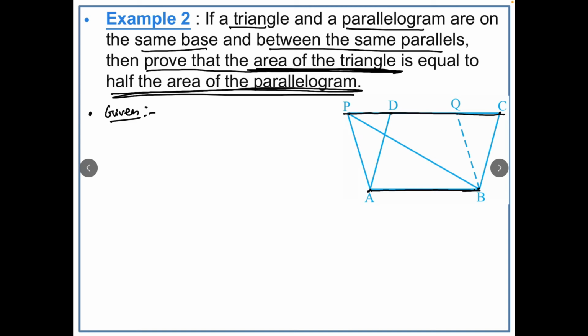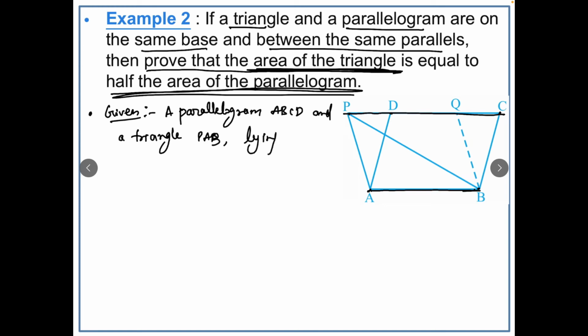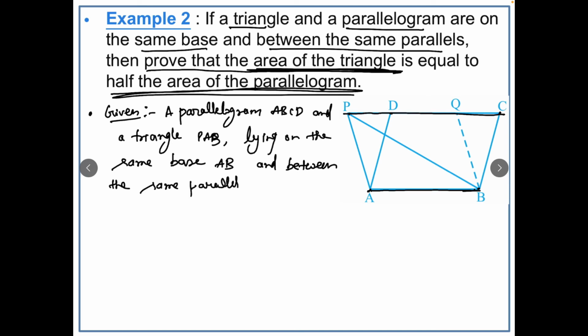Given here is a parallelogram ABCD and a triangle PAB lying on the same base, here is AB, and between the same parallel lines, here AB parallel to PC.